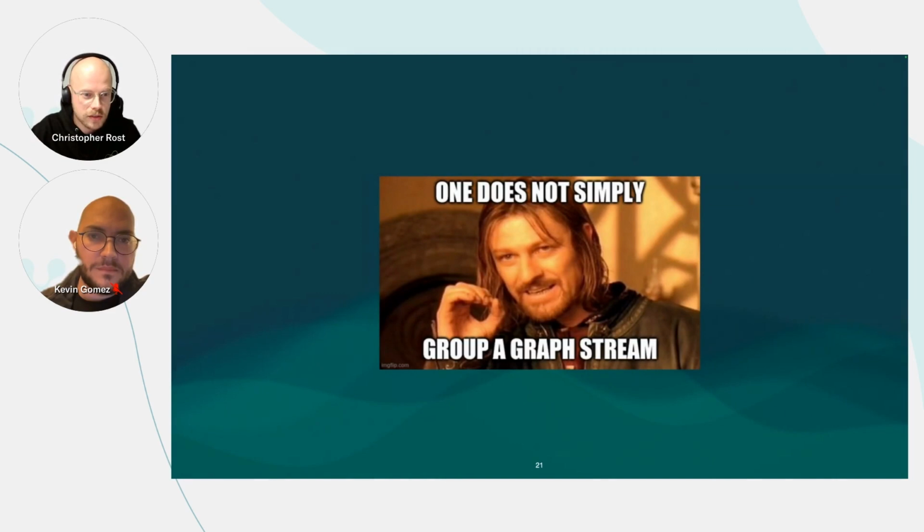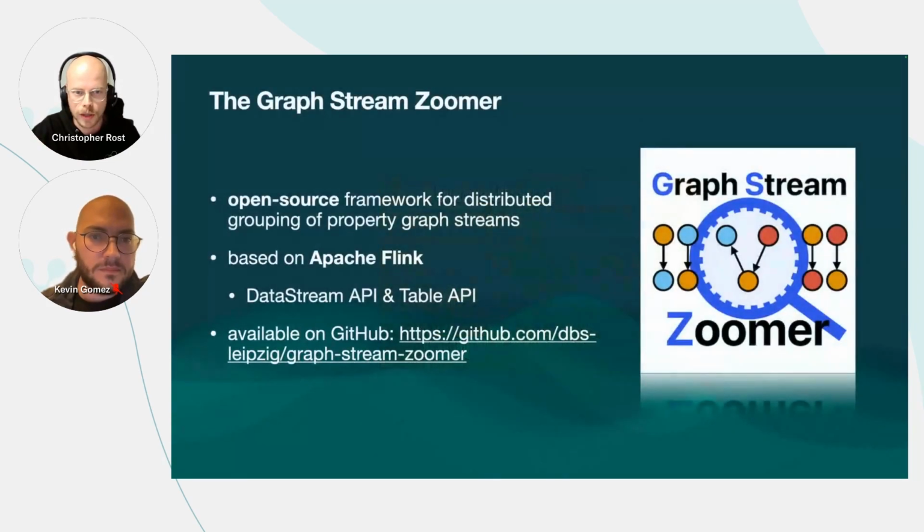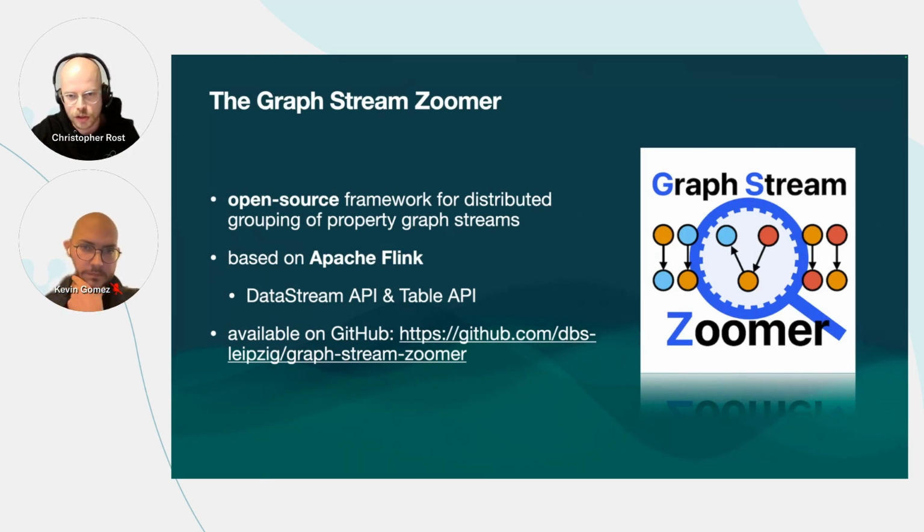Yeah, but grouping a graph stream is not simple. Therefore, here at Leipzig University, we developed a framework that can handle property graph streams and group them. We call this the Graph Stream Zoomer, because you can group the graph on different granularities. That means zooming in on the graph stream and zooming out as you configure it. It's open source, available on GitHub, so you can just clone it and try it out. And it's based on Apache Flink. Apache Flink is a distributed stream processing engine, which means it's horizontally scalable.